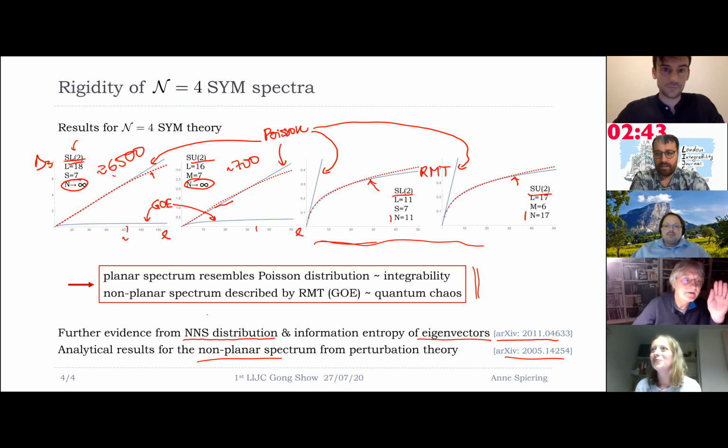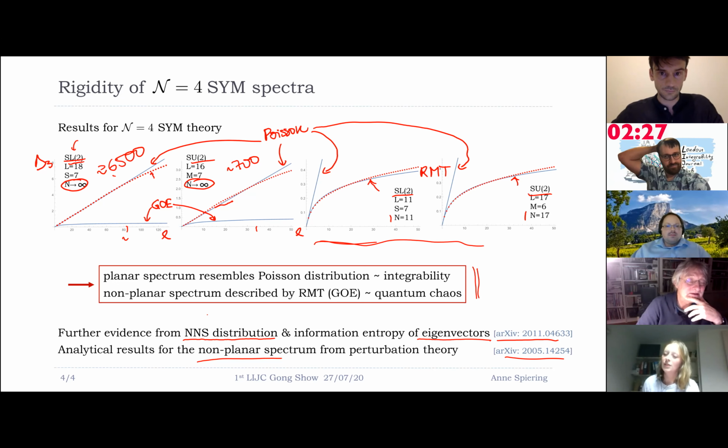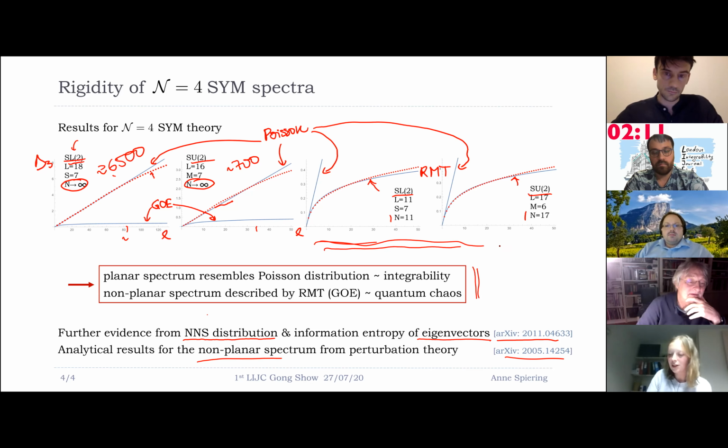So, can I ask? I didn't understand. I thought you would apply the rigidity criterion to see whether the limit is integrable or not. Well, this is one question you can ask. The planar limit is of course integrable. The non-planar theory is assumed to be non-integrable, and we don't see any traces of integrability in the non-planar spectrum.